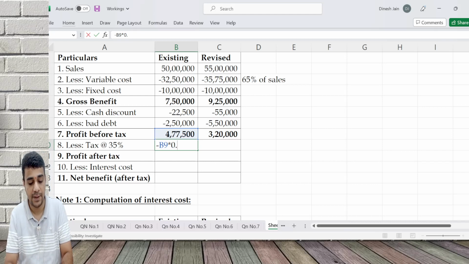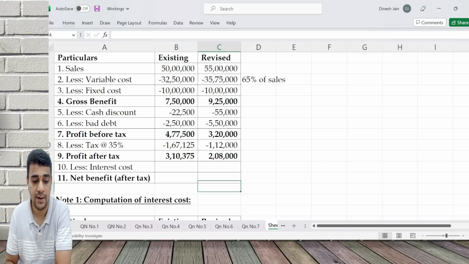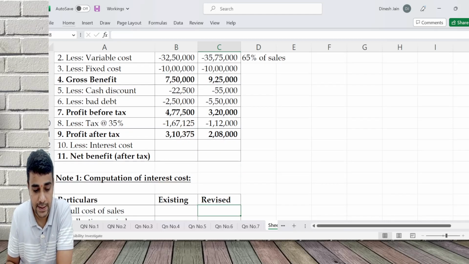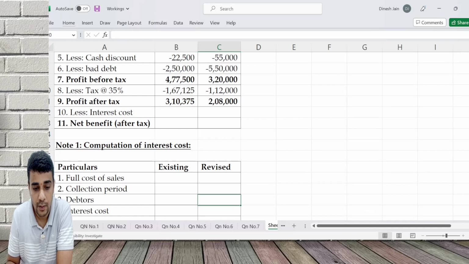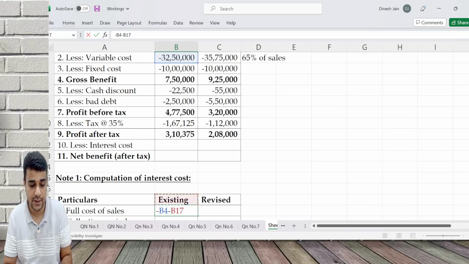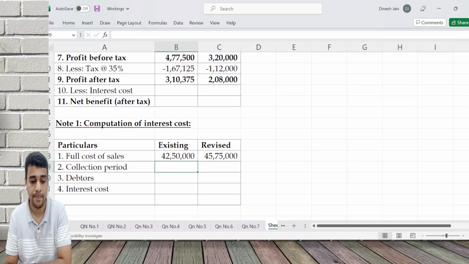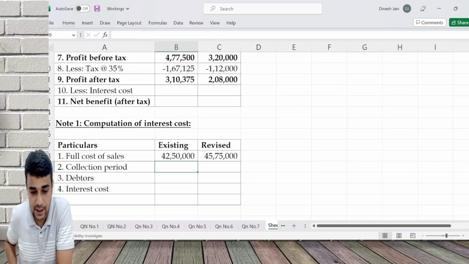Tax is 35%. I'll explain an alternate way also. Interest cost is based on the full cost of sales, which is variable cost and fixed cost put together.